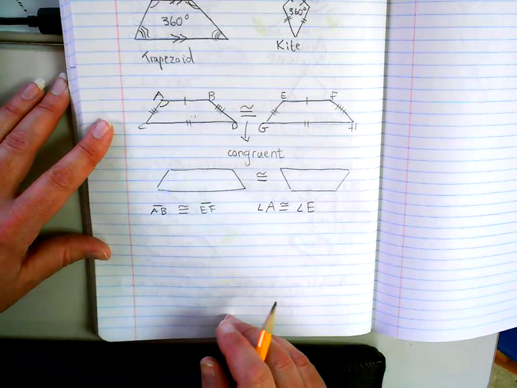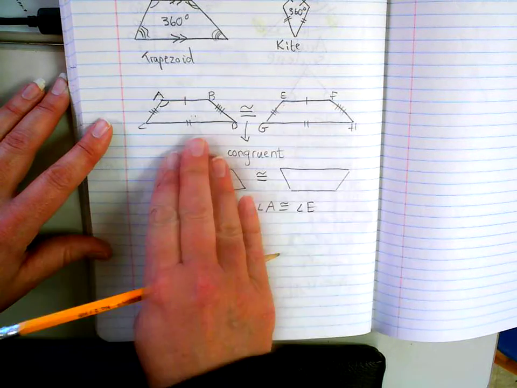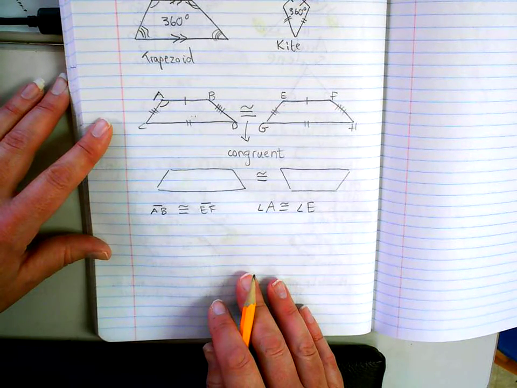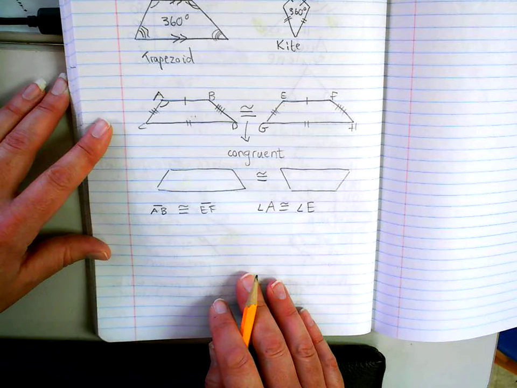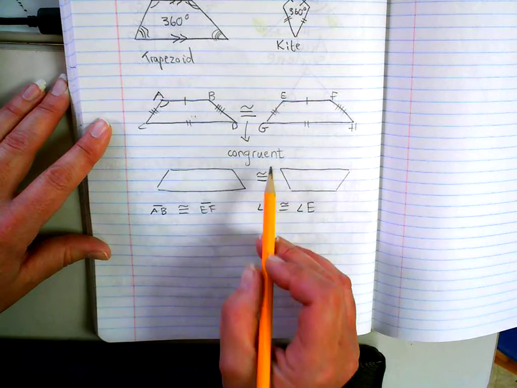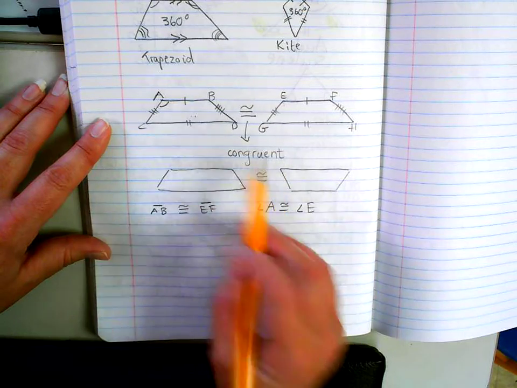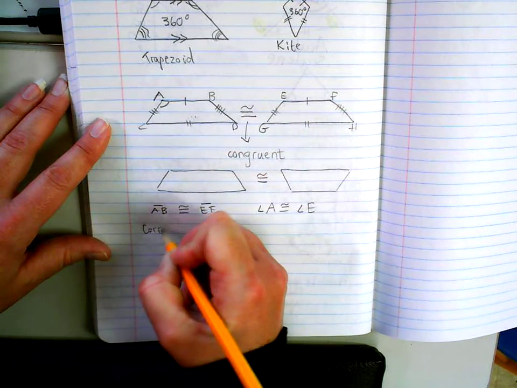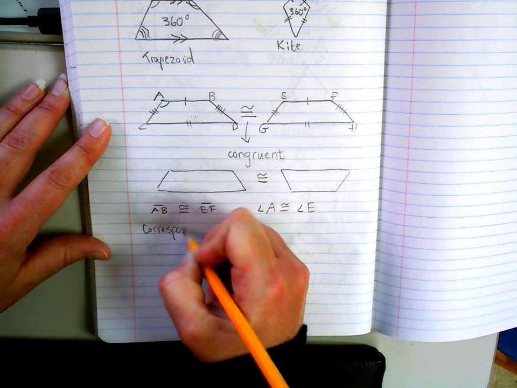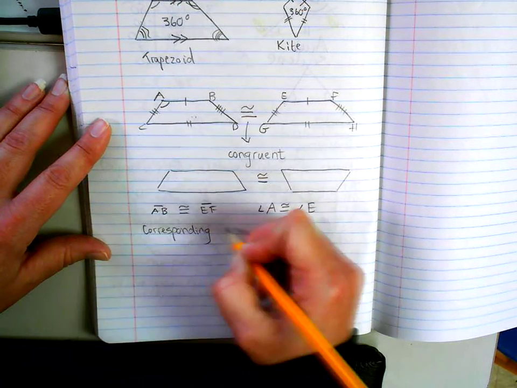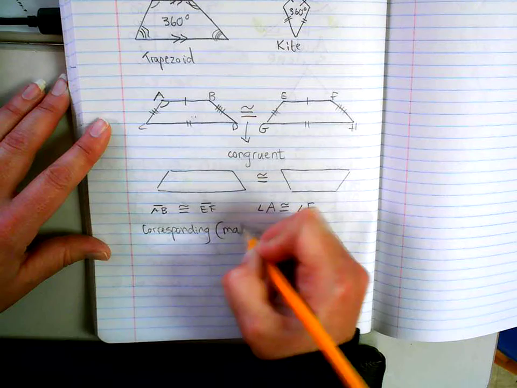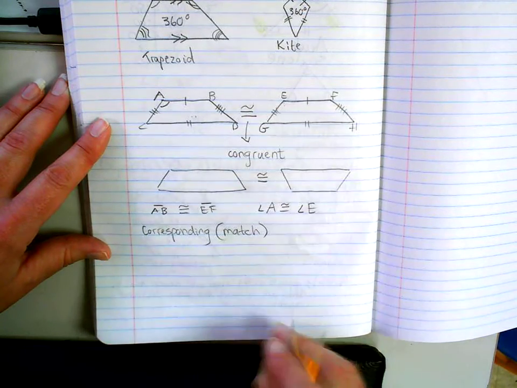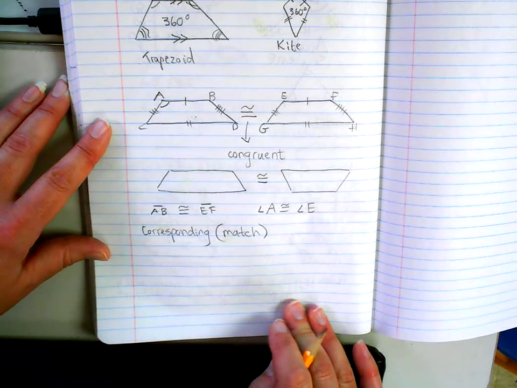Okay, so the one looks exactly like the other one, and they have corresponding sides and corresponding angles, and that in a nutshell is congruency and correspondence. Let's just write down that word, corresponding. It's the things that match, the angles that match and the sides that match.